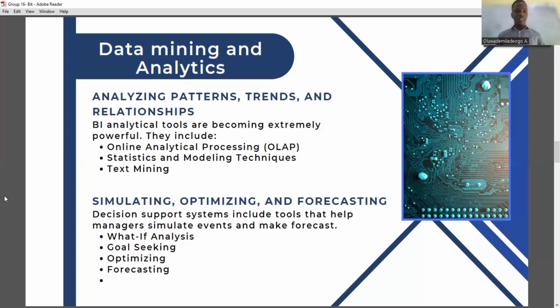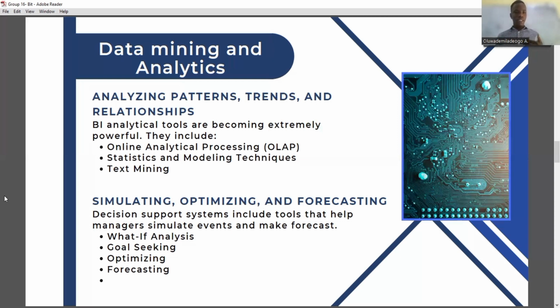We also have the statistics and modeling techniques. Data analysts use statistics and modeling techniques to predict not just averages over time, but to identify real patterns that do not occur by chance. We also have text mining, which is a variation of data mining that involves the use of structured text information as the source of business intelligence.